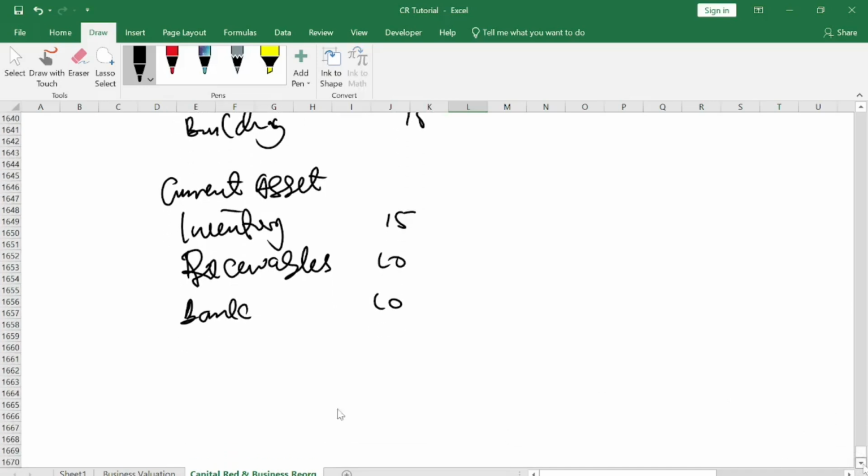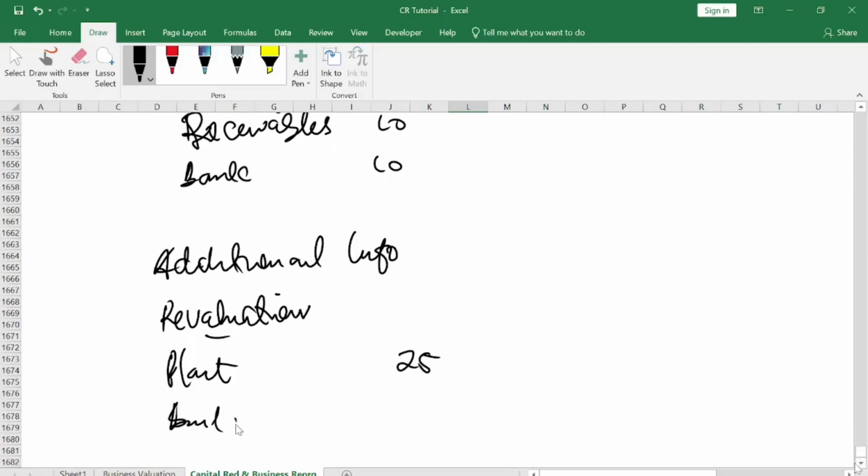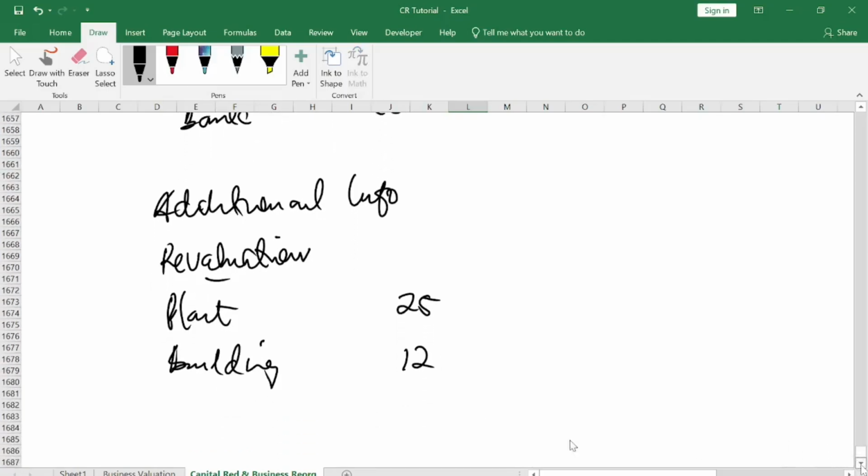Now, then you will see what in the additional information. The assets revaluation. So you have what? The first one is plant. Plant is revalued at 25. You have inventory, 13. You have your receivables, 8. Now you are given this. Please, have you seen it?